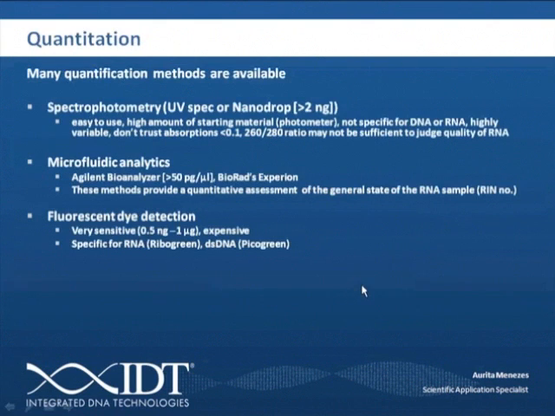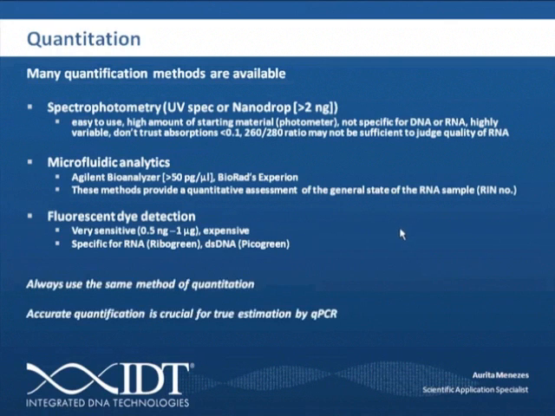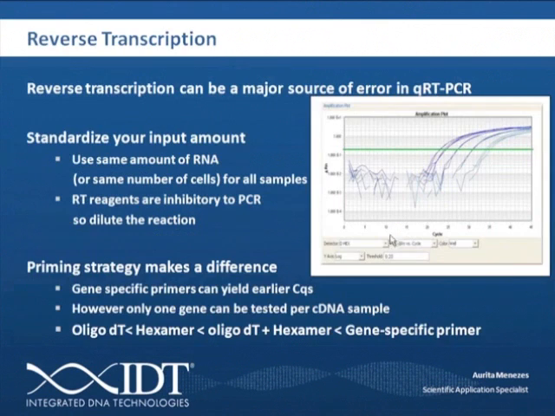In terms of quantitation, you can use UV spectrophotometry, microfluidic analytics, as well as fluorescent dye detection. The gold standard is the microfluidic analytics because not only do you get a quantitative assessment, it also gives you an assessment of the general state of the RNA sample via the RIN number. In terms of publishing, this is a very valuable number to have, and this is the gold standard in assessing the quality of your RNA. So always use the same method of quantitation, and accurate quantification is crucial for true estimation by qPCR.